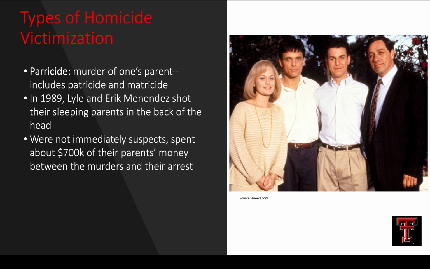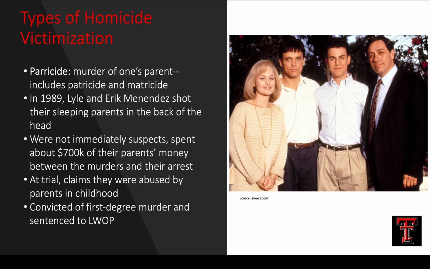It was found out that they did this more for financial reasons, and this is a common reason in parricide, that the children want to get at their parents' money. But the way they acted after the murders, they went on this lavish spending spree, and eventually they were found to be suspects. At trial, they claimed they were abused by their parents in childhood. There weren't any signs of that, so who knows if that happened, but they did end up being convicted of first-degree murder, and they were sentenced to life without parole.